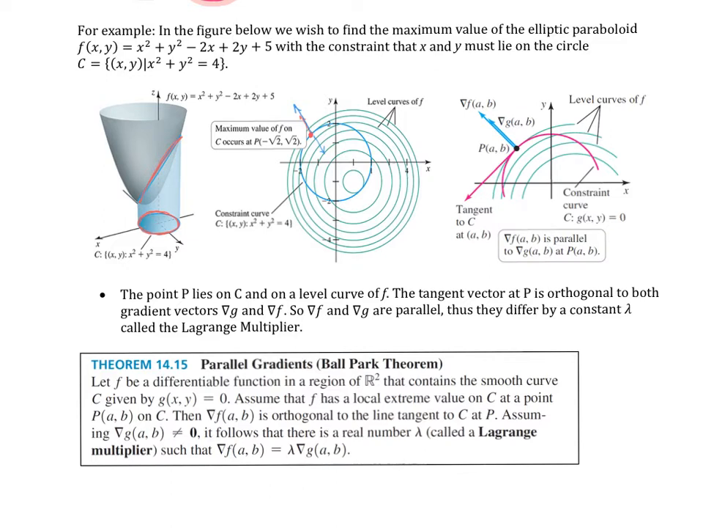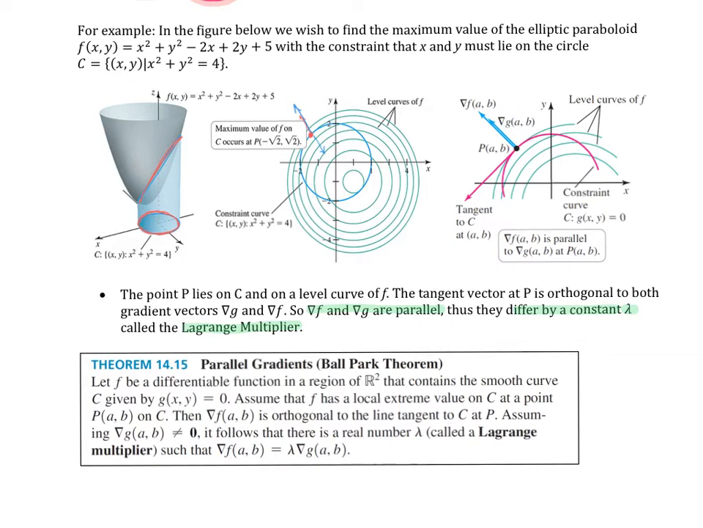So if our gradient vectors are parallel, they differ by a constant. We're going to call that constant lambda. That's the Greek letter lambda. That's our Lagrange multiplier. So the Lagrange multiplier is just a constant so that the gradient vectors are equal.